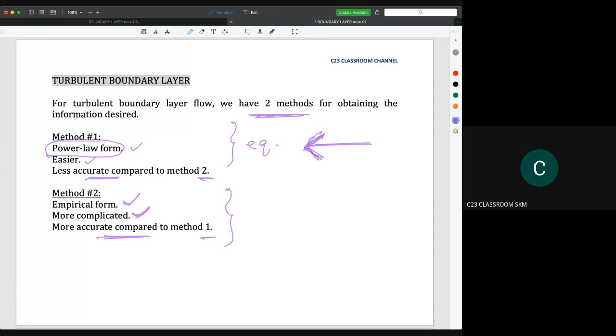Please focus on how to solve turbulent boundary layer by using power law form, because it is suitable for your final exam, because it can be solved on paper by hand, by calculation. Because for empirical form, at least you must know the method. Okay, you could do it if all the data are supplied in the question. But normally empirical form is used for experimental works, because you need to base your answer on your experimental works.